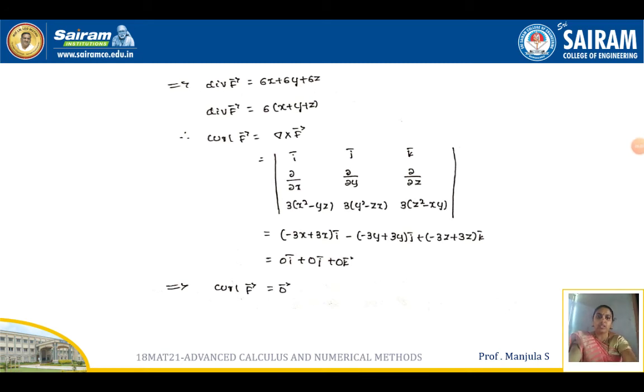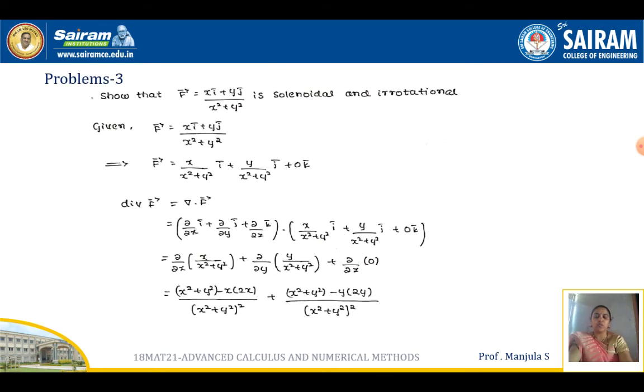Now we'll find out the curl f. So curl f is equal to del cross f. So first row is i cap, j cap, k cap, and dou by dou x, dou by dou y, dou by dou z. The coefficient of vector f we have to substitute here, that is 3 into (x square minus yz), 3 into (y square minus zx), 3 into (z square minus xy). So all the values we have to simplify with the help of this determinant. So we are getting curl f is equal to 0i plus 0j plus 0 into k. So curl f is equal to 0. This is our required solution.